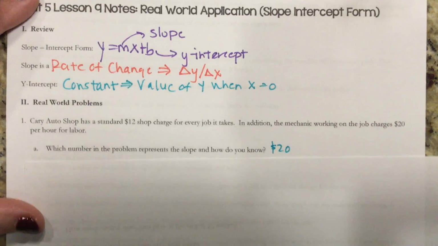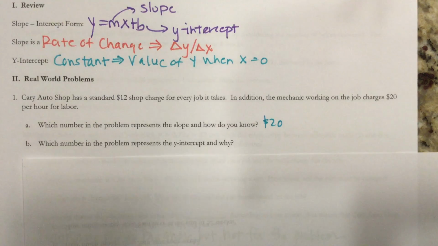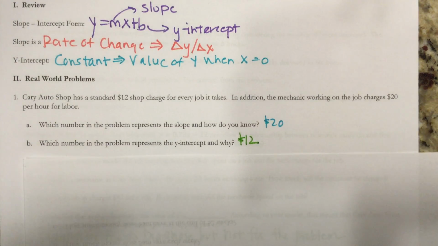Which number in the problem represents the y-intercept? Remember that our y-intercept is a constant. So which number is going to stay constant despite the number of hours worked? If you said $12, you are correct. The $12 is constant. That value stays the same no matter how many hours the mechanic works. If the mechanic works on the job for 2 hours, that $12 fee is still in place. If the mechanic works for 10 hours, the $12 fee is still in place.